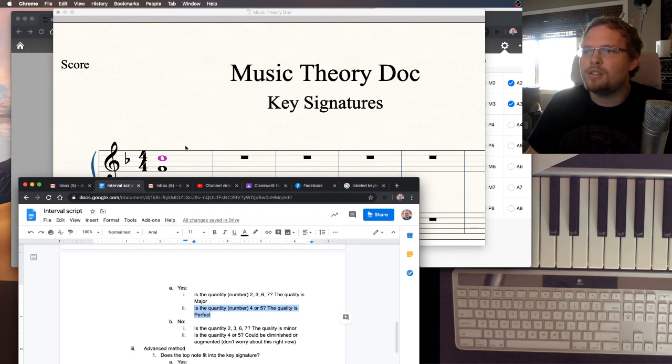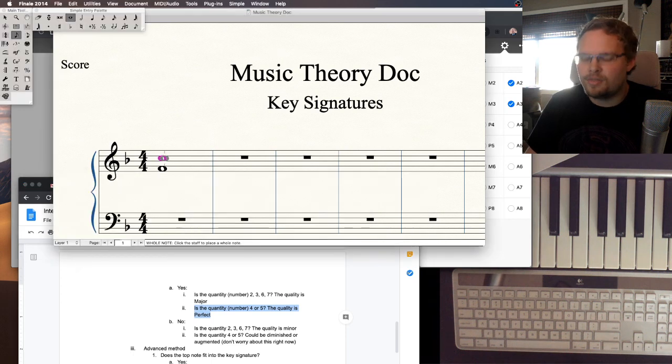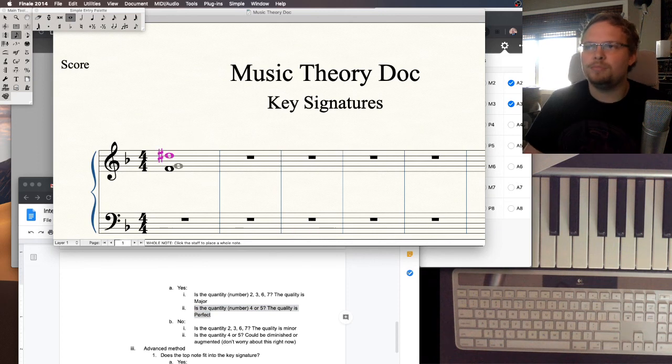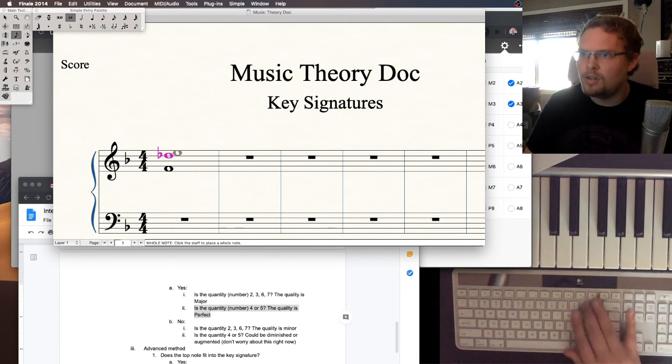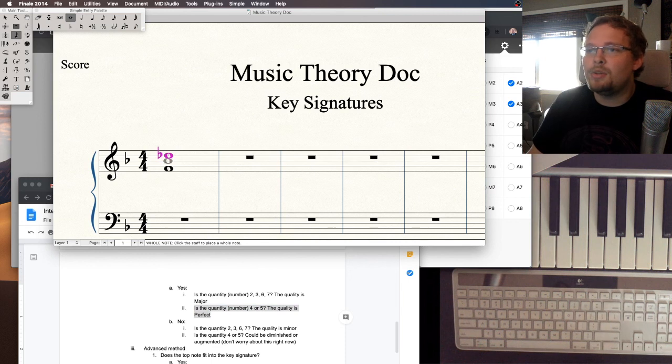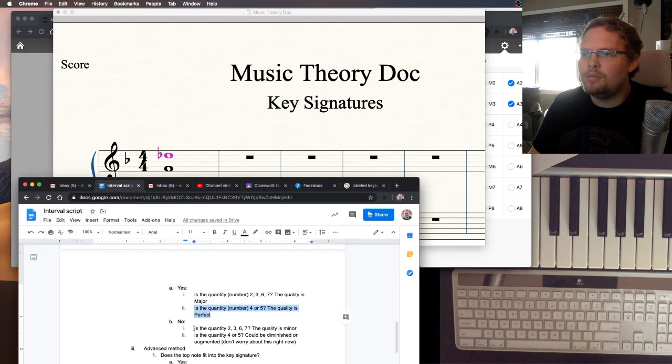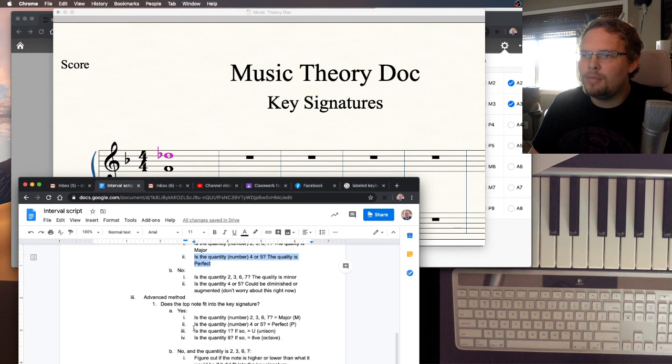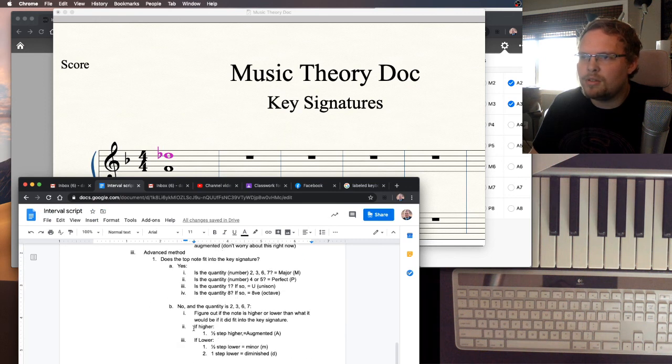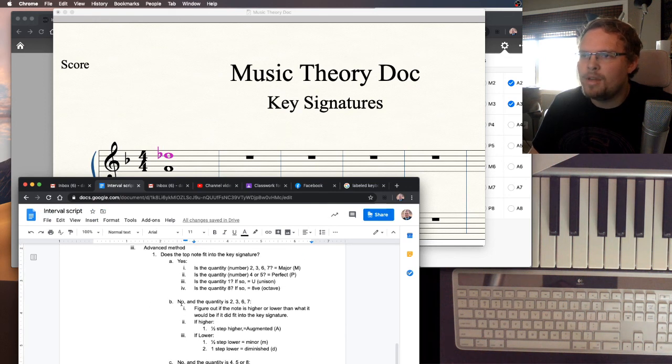Now, here's where it starts to get more complicated. If the answer is no, it does not fit into the key signature. For example, if this was a C, I'm going to start with a D sharp. Actually, no, I'm going to go D flat. That does not fit into the key signature because there's no flat on the D over here. So D flat is not in the key of F. So no. Looking down here, those are actually the simple ones. Here we go. So here's no, and the quantity is 2, 3, 6, or 7.